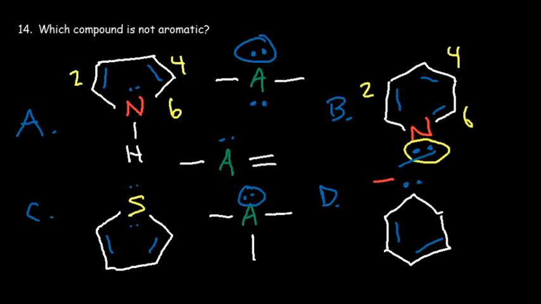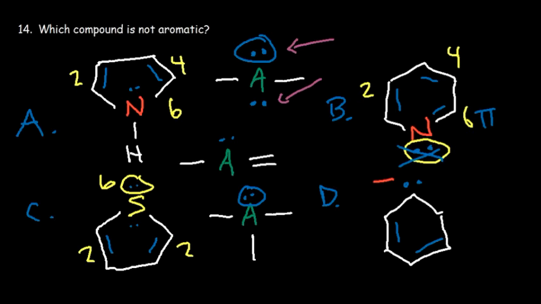So this lone pair is not counted, so we still have 6 pi electrons. And if you look at A and B, all of the carbon atoms are sp2 hybridized, and it's completely conjugated. So A and B are both aromatic. Looking at compound C, we have 2, 4, 6 pi electrons, not 8, because we don't count both lone pairs. It's pretty much this situation. We count one of the 2 lone pairs.